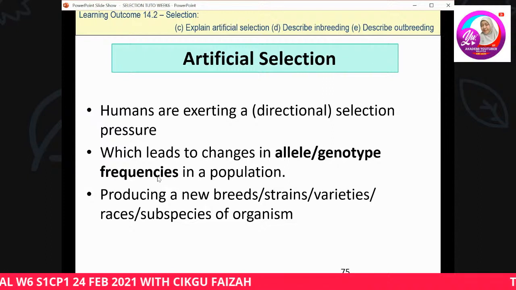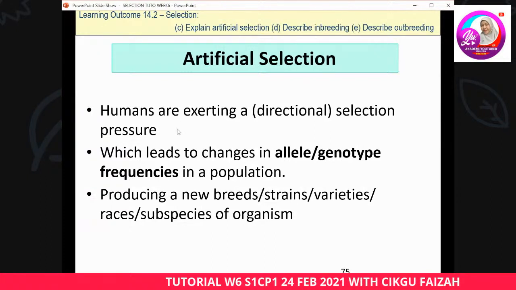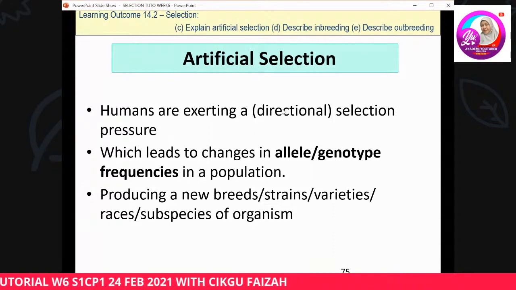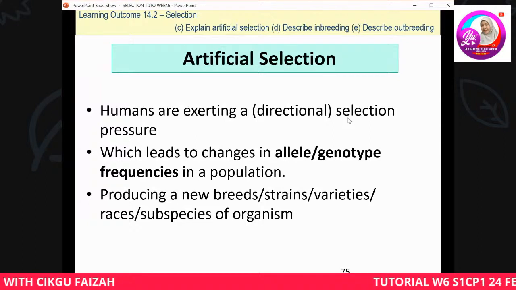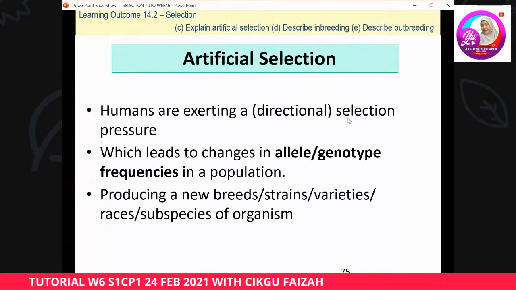Which one? Is it the graph like stabilizing, directional or disruptive? Okay, if you look here, artificial selection is actually more like a directional selection pressure. Why? Because we are the ones that choose only the extreme phenotype, regardless of the other phenotypes. We don't have intermediate, so we are choosing the extreme phenotype, right?